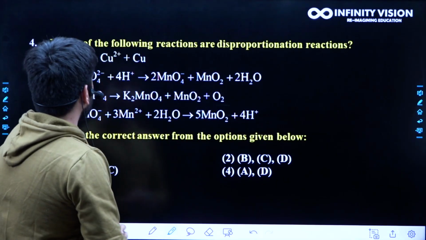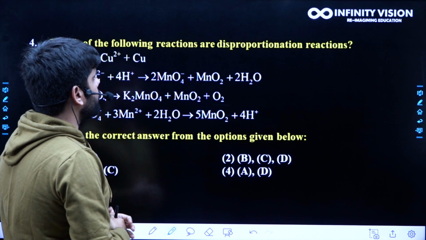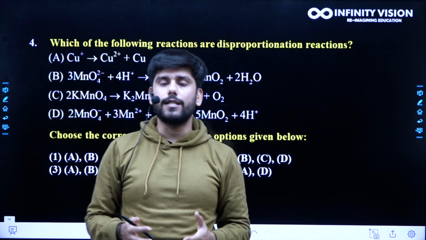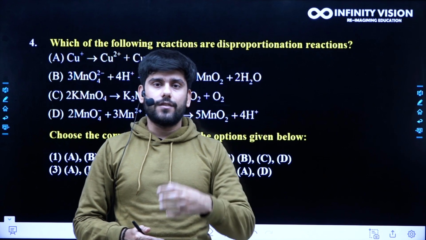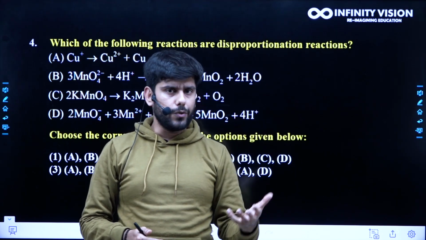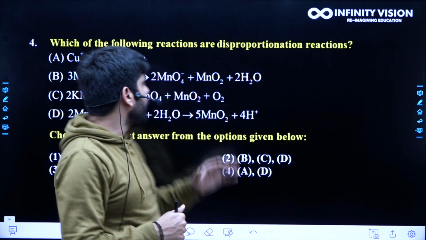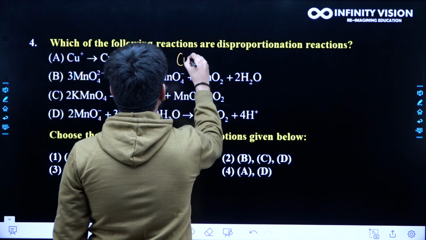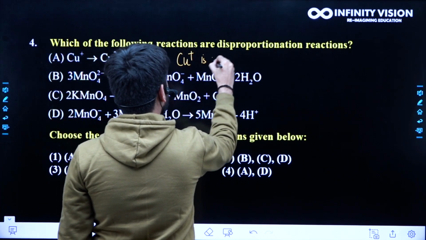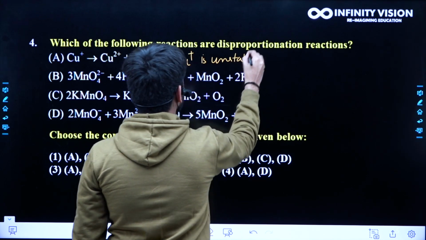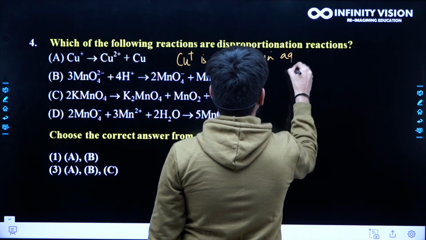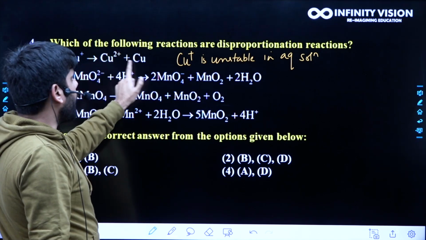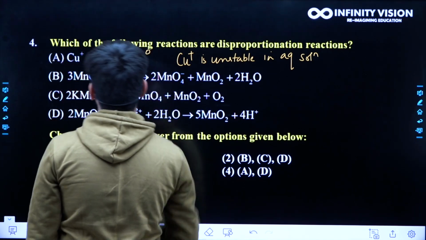Okay, the fourth question is, which of the following reactions are disproportionation reactions? Disproportionation reactions, as we know, are where one of the species gets oxidized as well as reduced, that means self-oxidation and reduction. So let us see the A part. We know that cuprous ion is unstable in aqueous solution, and it disproportionates into copper 2+ and copper, where it is 0.